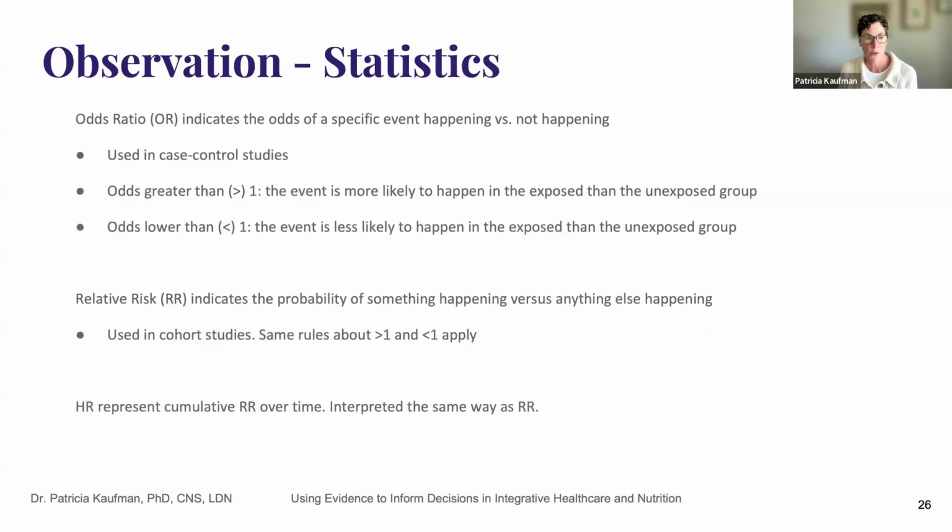We have odds ratios. An odds ratio greater than 1 means the event is more likely to happen in the exposed than the unexposed. The opposite if it's less than 1. And then relative risk also indicates the probability of something happening versus anything else happening, and those are used in cohort studies. The same rules apply as above.